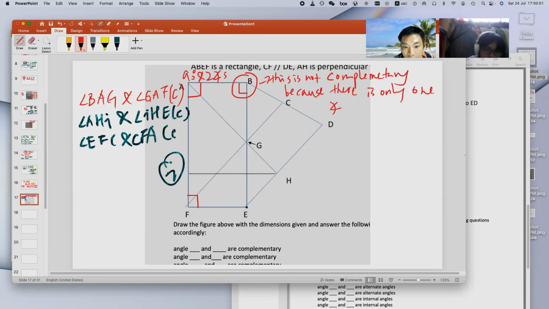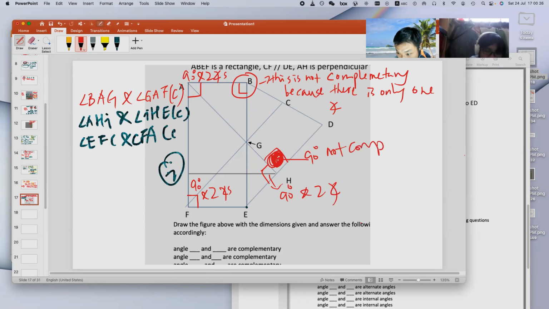So this is 90 and two angles. Then you can say the same thing: this is 90 and this is two angles, right? This one also 90. Is it two angles? Yes. Then this is 90, and this one is 90, but is this two angles? No. So this one is not complementary. Do you know how to find complementary angles now?